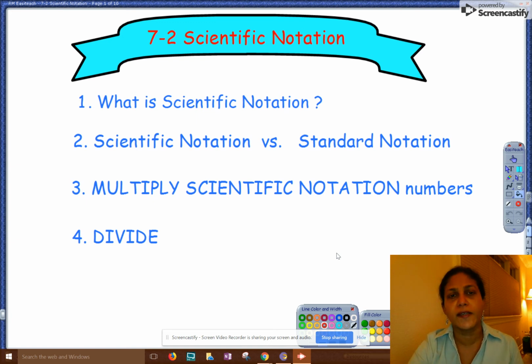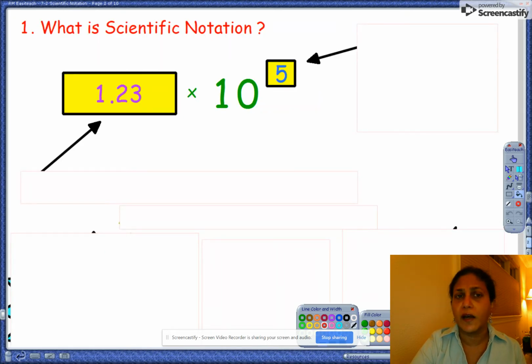Hi guys, today's lesson is about scientific notation, and you need to know how to switch between scientific notation and standard notation and write the answers properly in scientific notation. So before you can do this, you really need to understand what scientific notation looks like. When we have very large or small numbers, we need to write them in scientific notation.